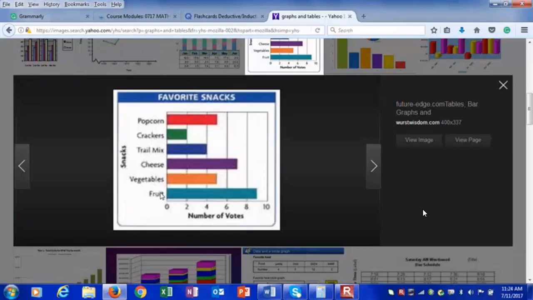What about the third option? What does that look like to you, the third option? It looks like we have a tie between popcorn and vegetables. Okay, so since we have a tie, let's take out those. And let's go with the top 2, fruit and cheese. Okay? So we got 9 votes for fruit and 7 votes for cheese. Now, in this chart, we don't know if anybody voted more than once. We don't know all of that. But we do know that fruit has 9 votes and cheese has 7 votes.